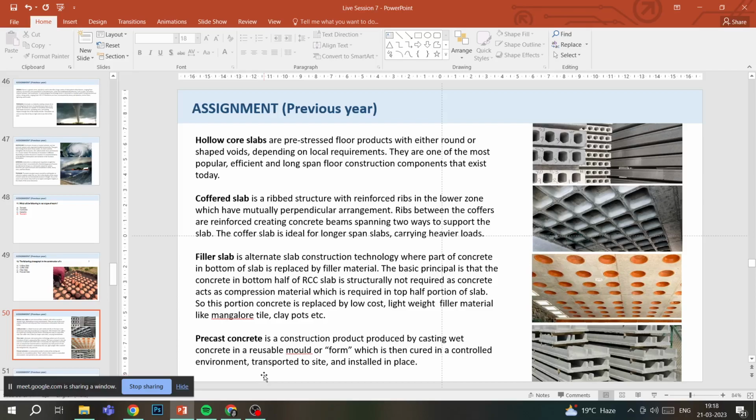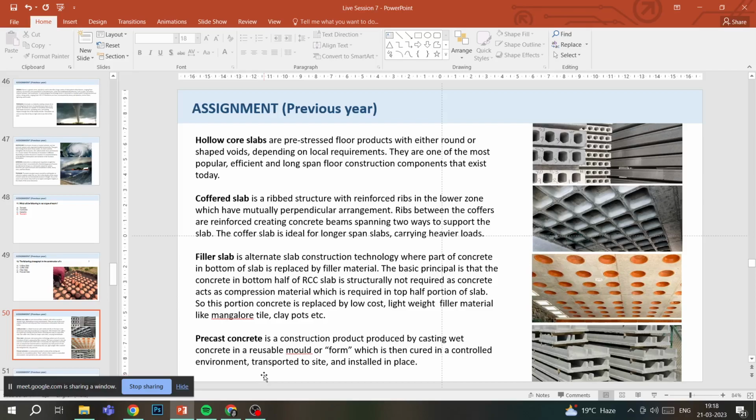Then filler slab. A filler slab is an alternate slab construction technology where part of the concrete in the bottom of the slab is replaced by a filler material. It is called a filler slab because in some parts of this slab the concrete is replaced by a filler material. The basic principle is that the concrete in the bottom half of an RCC slab is structurally not required, as concrete acts as the compression material which is required in the top half of the slab. So this portion of concrete is replaced by low-cost lightweight filler materials like Mangalore tiles, clay pots, etc.